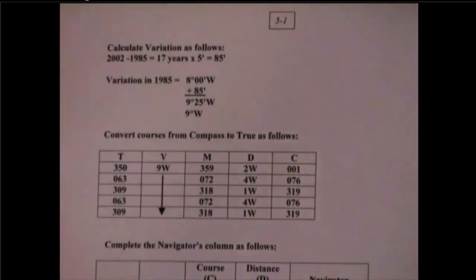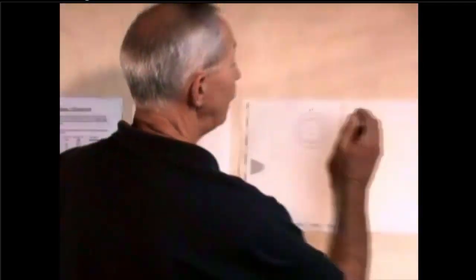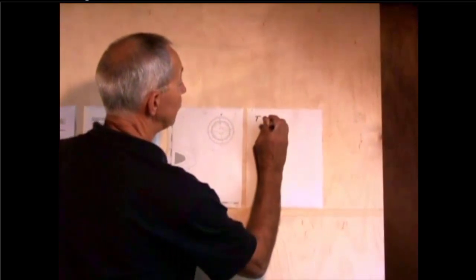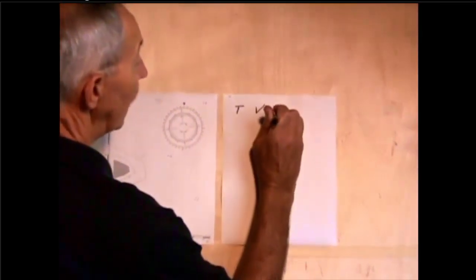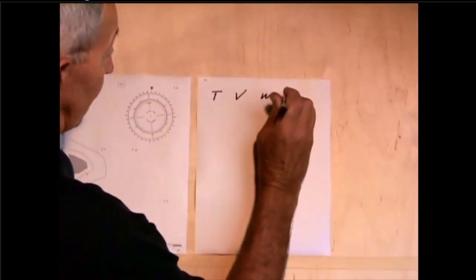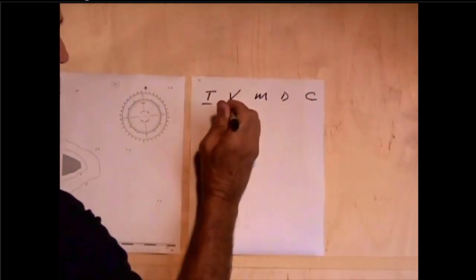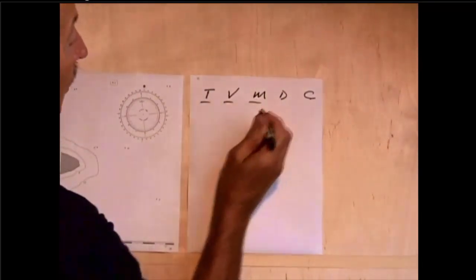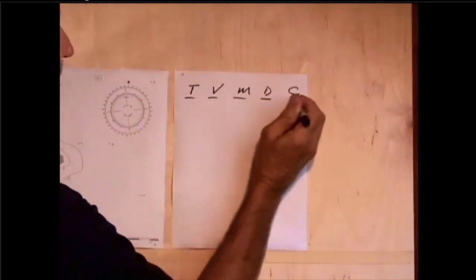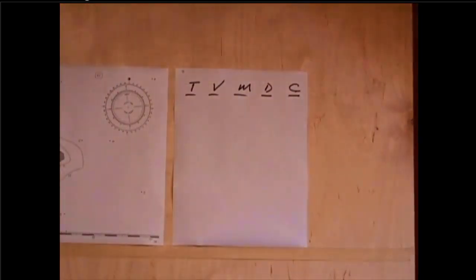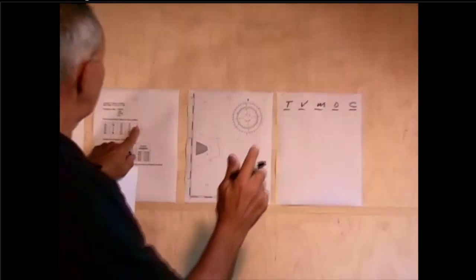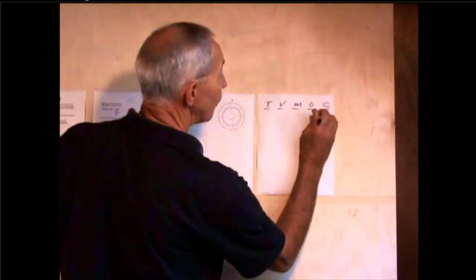So let's look at how this is done. We'll take TVMDC, true, variation, magnetic, deviation, and compass. And this refers to the true direction, the variation that we just calculated, magnetic direction, deviation of the compass, and the compass reading. Now, what we have to do for this is write in the compass headings. And the compass headings, the first compass heading was 001.